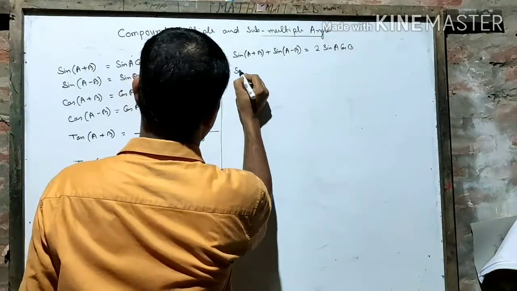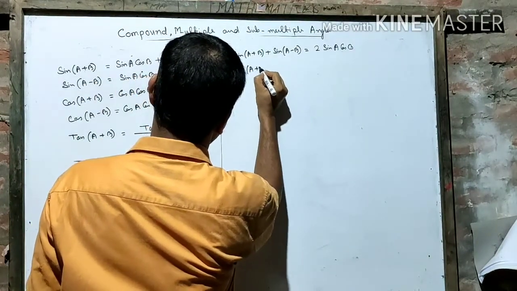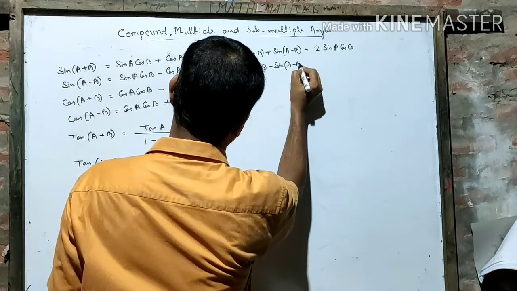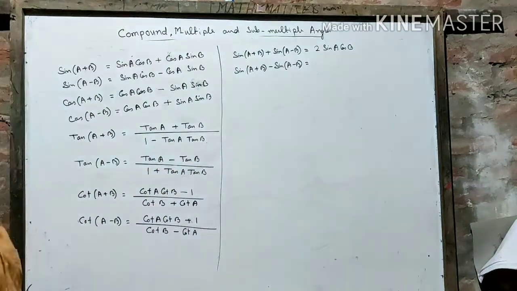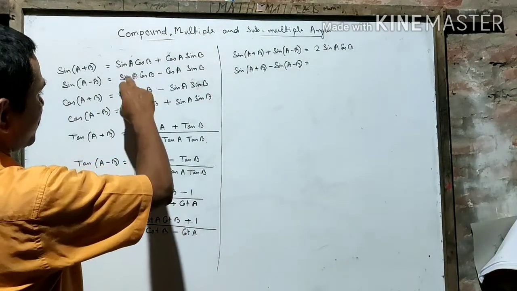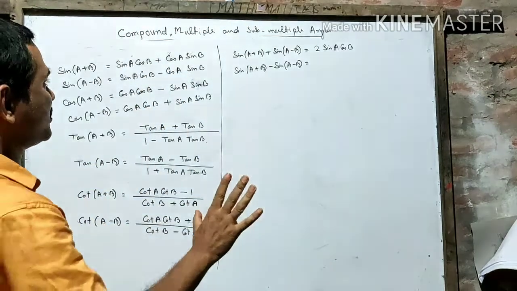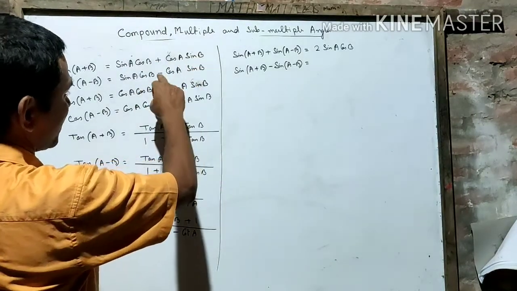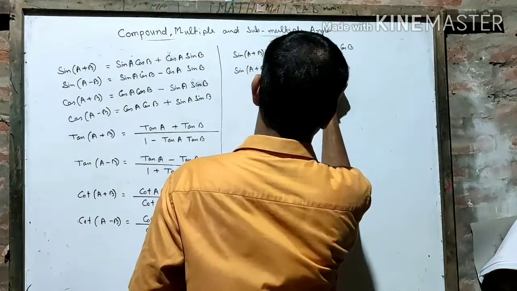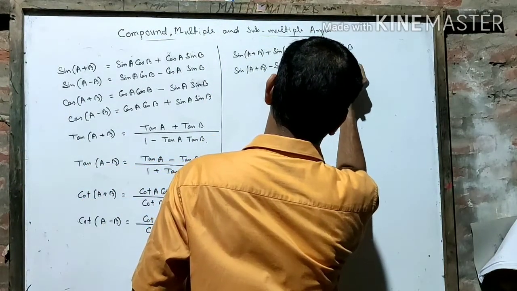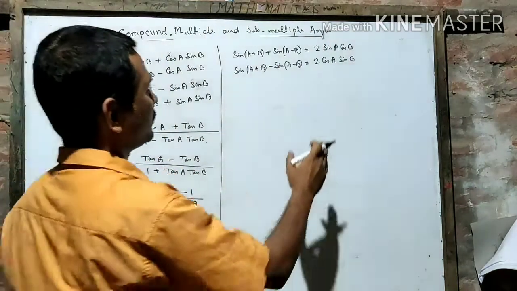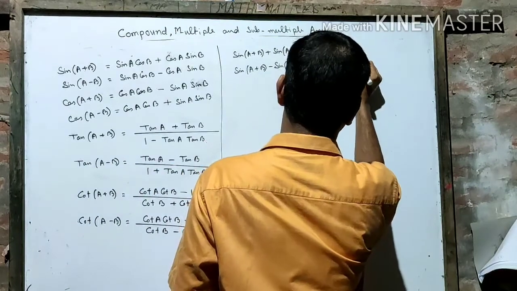Again, if we subtract sin(A + B) − sin(A − B), sin A cos B minus sin A cos B is 0, and cos A sin B plus cos A sin B, so it will be 2 cos A sin B. So we have got these two formulae.